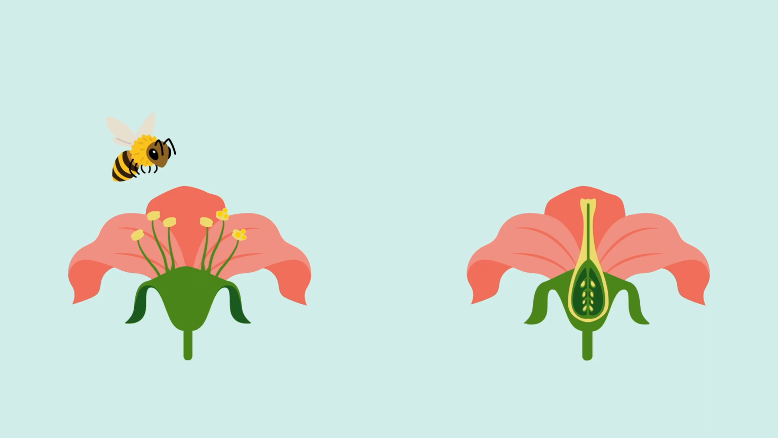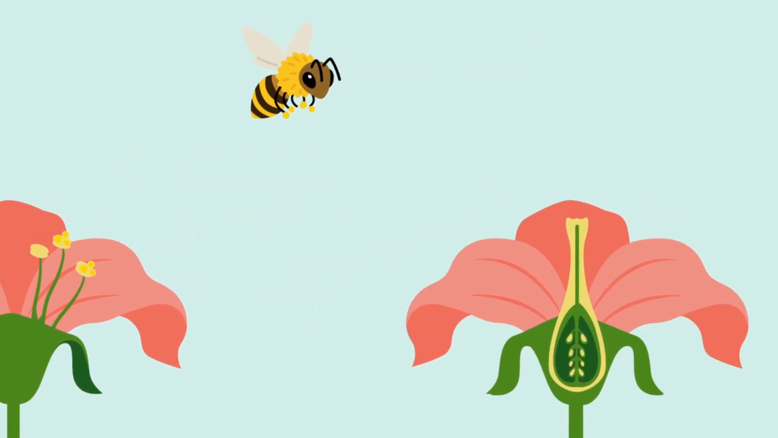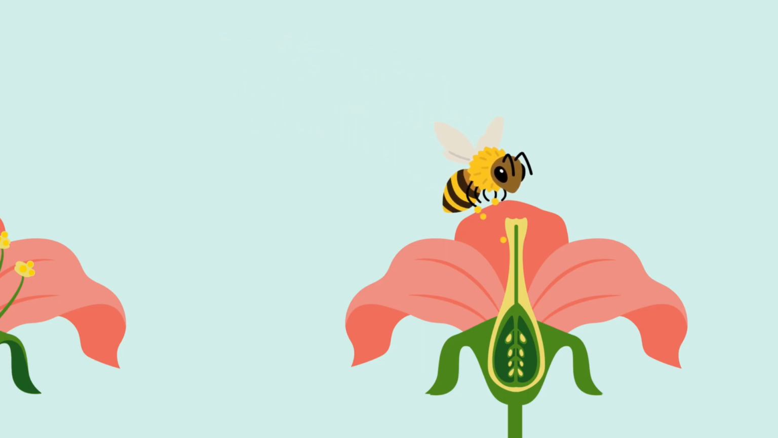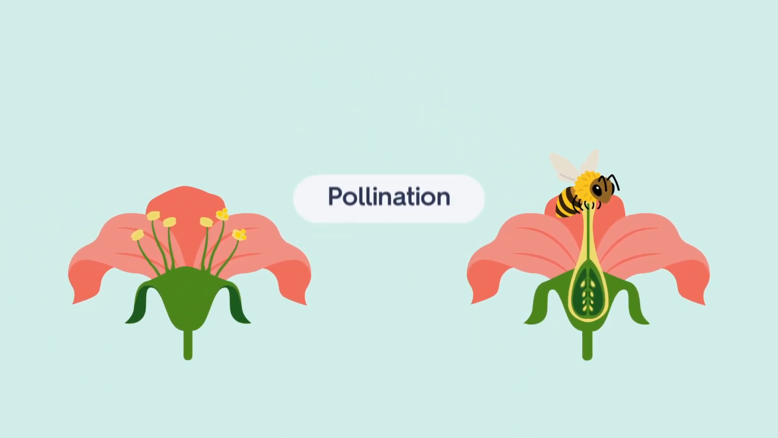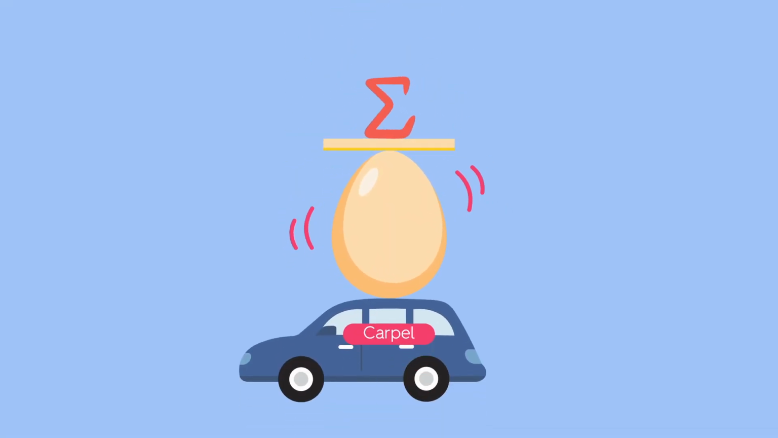Notice how far the sperm is from the egg. For reproduction to happen, pollen has to move from the anther to the stigma. That transfer is called pollination. Now let's make this easy to remember with one memorable picture.